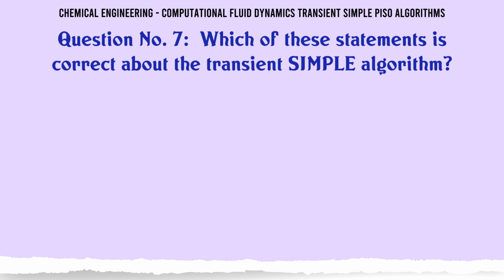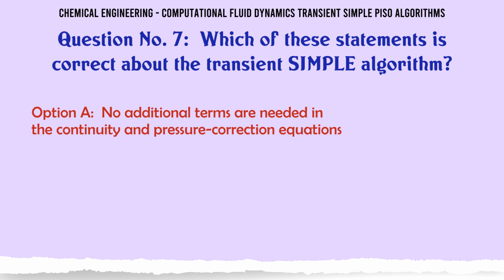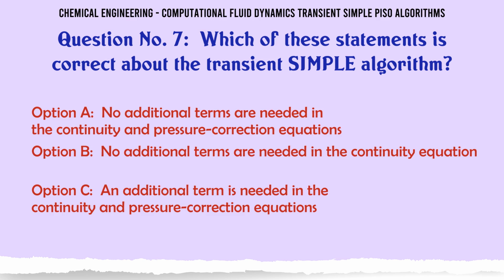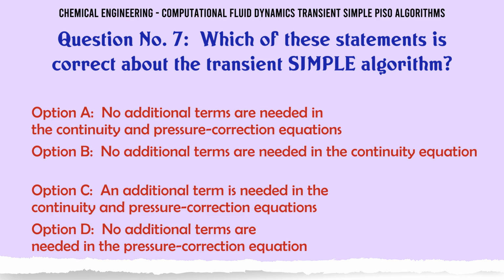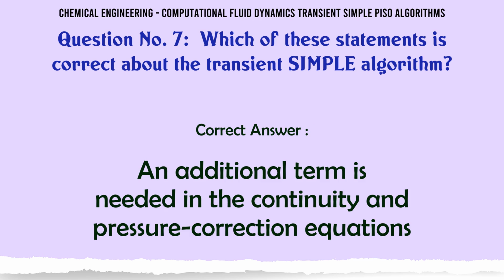Which of these statements is correct about the transient SIMPLE algorithm? A. No additional terms are needed in the continuity and pressure correction equations. B. No additional terms are needed in the continuity equation. C. An additional term is needed in the continuity and pressure correction equations. D. No additional terms are needed in the pressure correction equation. The correct answer is an additional term is needed in the continuity and pressure correction equations.